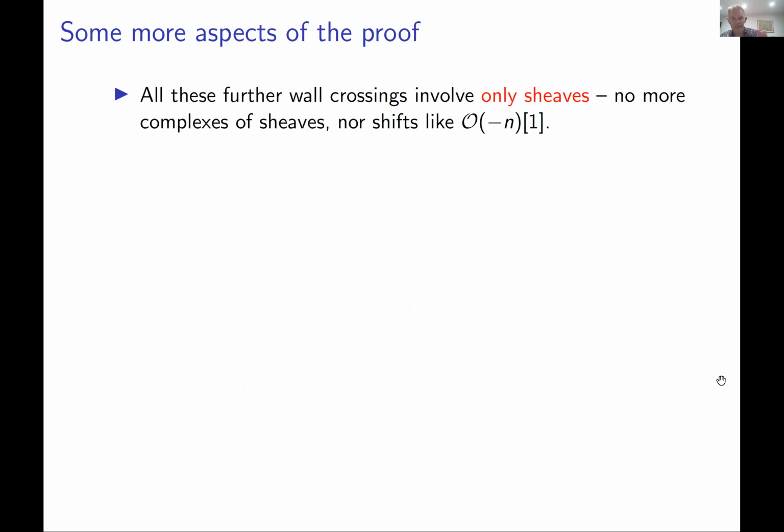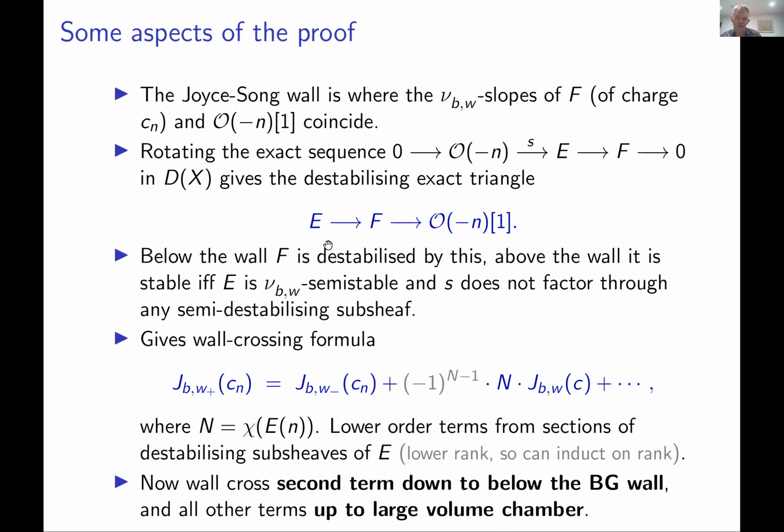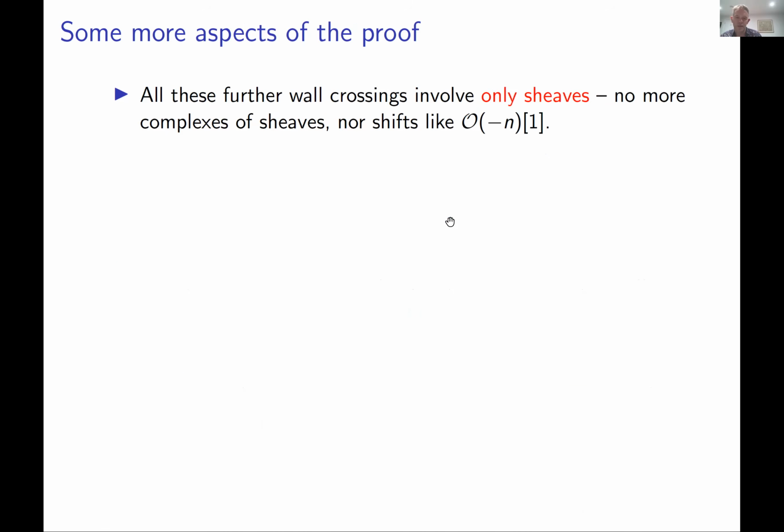And then the technical aspects of the proof are that we prove that all these wall crossings involve only sheaves. Okay, so it's only the Joyce-Song wall where we get this fancy stuff where you have complexes of sheaves. I mean, you have anti-branes. Every other wall crossing that appears for any of our objects or any of the objects that get generated by the shrapnel, any of the sub-objects that get spat out at each wall crossing, we prove that every single wall crossing for any of those involves only sheaves.